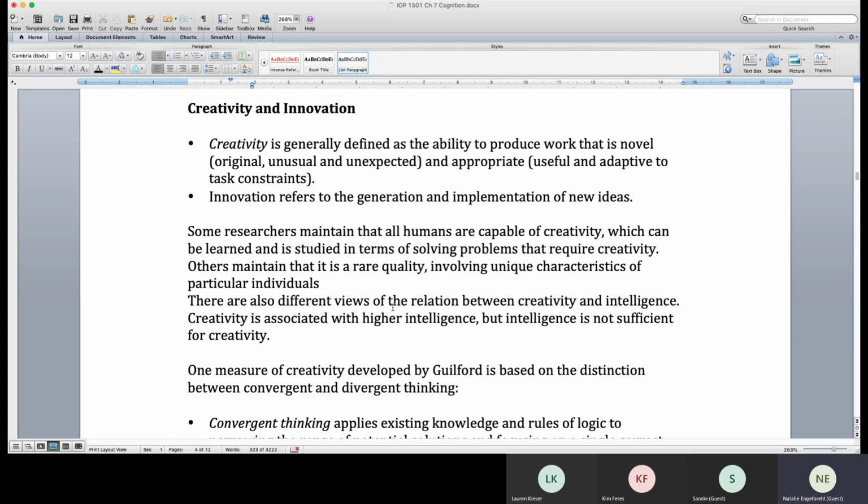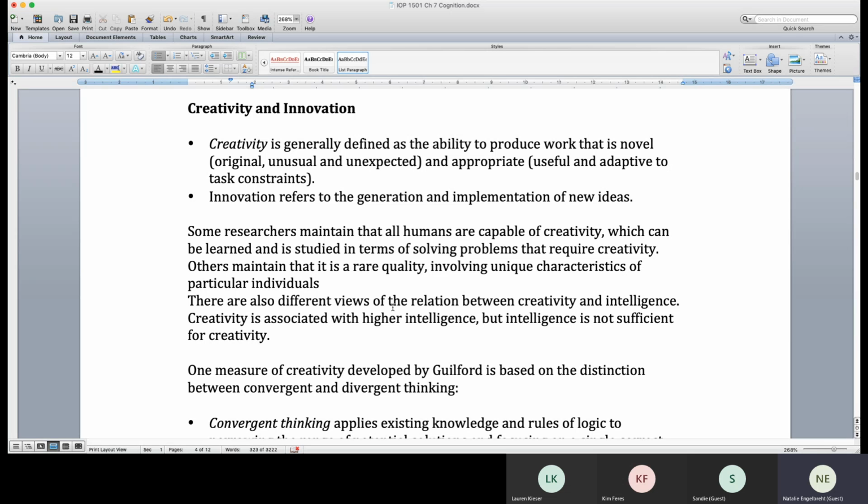Some researchers maintain that all humans are capable of creativity, which can be learned and is studied in terms of solving problems that require creativity. So people might look at creativity and think of it in a narrow sense, like you are able to draw or you're able to paint or that type of creativity. But here in psychology, we talk about creative thinking, solution-driven thinking as well. Others maintain that it is a rare quality involving unique characteristics of particular individuals. There are also different views on the relation between creativity and intelligence.